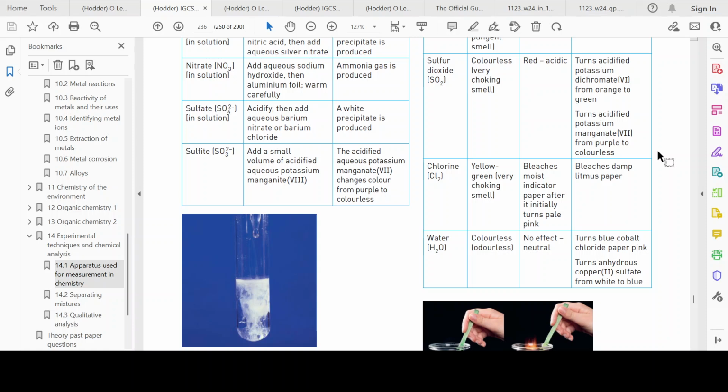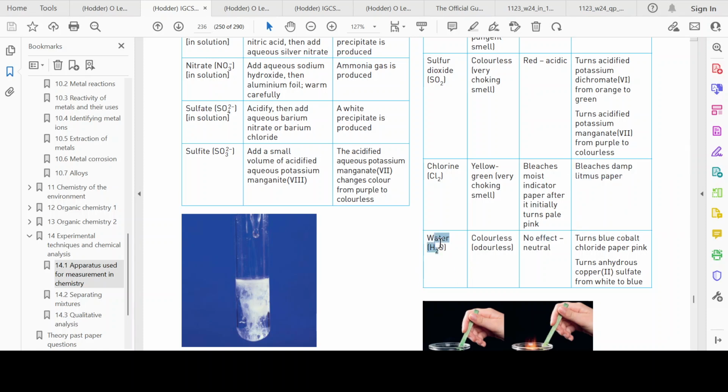So the indicator paper will lose color, right? After it initially turns pale pink. So it will turn pale pink and then it will lose its color. And so it bleaches damp litmus paper.